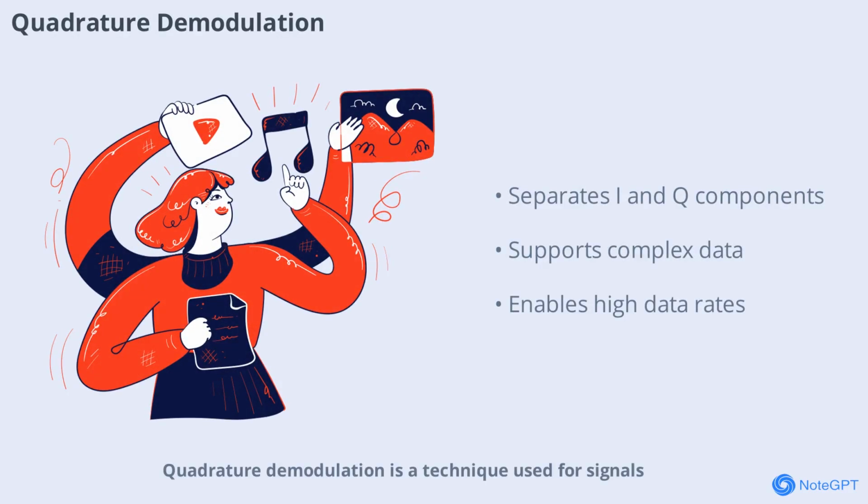Quadrature demodulation is a technique used for signals that have both in-phase, I, and quadrature, Q, components, such as in quadrature amplitude modulation, QAM. This method separates the signal into its I and Q parts, allowing for the recovery of complex data streams. Quadrature demodulation is essential in modern digital communication systems, supporting high data rates and efficient spectrum usage.